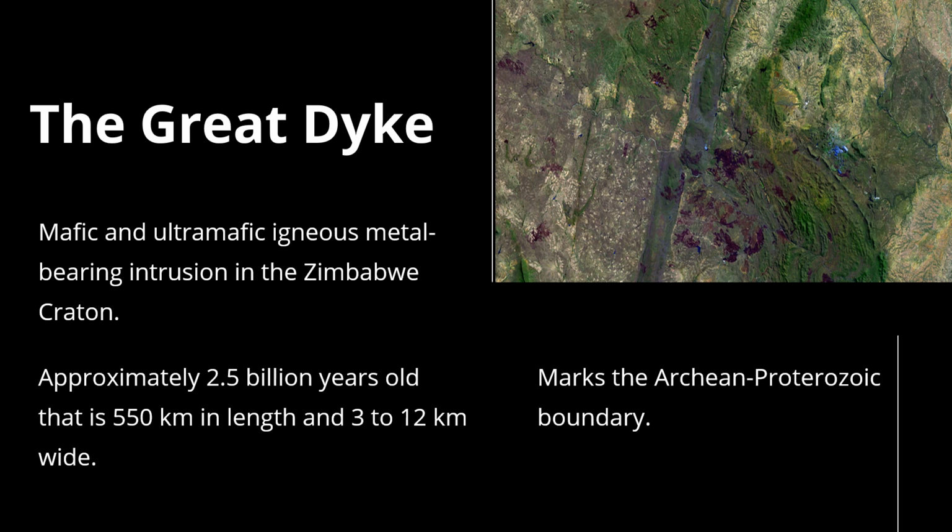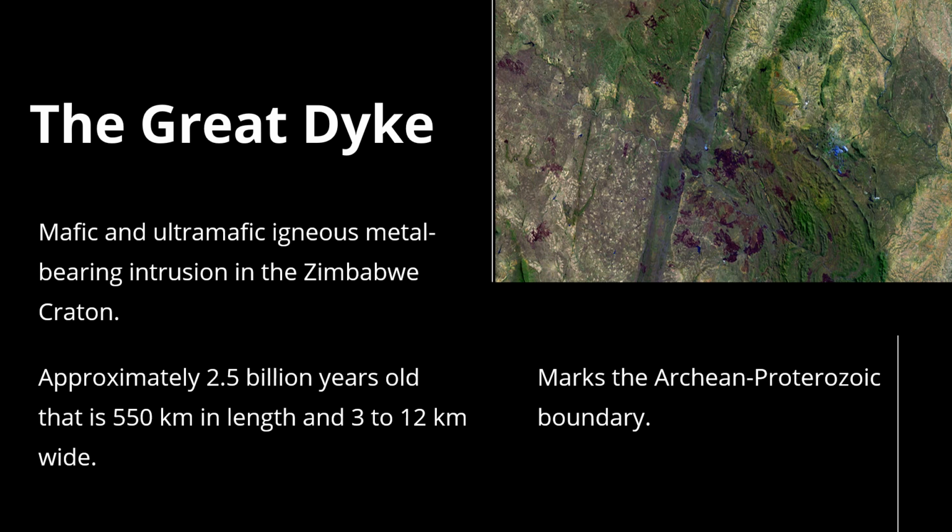The Great Dyke of Zimbabwe is a layered mafic and ultramafic igneous metal-bearing intrusion in the Zimbabwe craton that cuts across Archean host rocks. The Great Dyke cuts through the center of Zimbabwe from the northeast to southwest, covering 550 kilometers in length and is 3 to 12 kilometers in width. The Great Dyke mainly consists of two major chambers, the north and south, and the four subchambers.